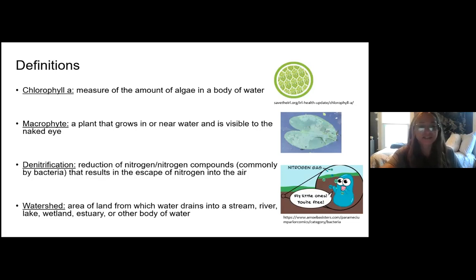Another definition is denitrification, which is the reduction of nitrogen or nitrogen compounds, most commonly reduced by bacteria, and this results in the escape of nitrogen into the air in a usable form. And you can see this fun little graphic that I found of a bacteria, which is reducing nitrogen to a usable form. And finally, the last definition is watershed, which is an area of land from which water drains into a stream, river, lake, wetland, estuary, or another body of water.